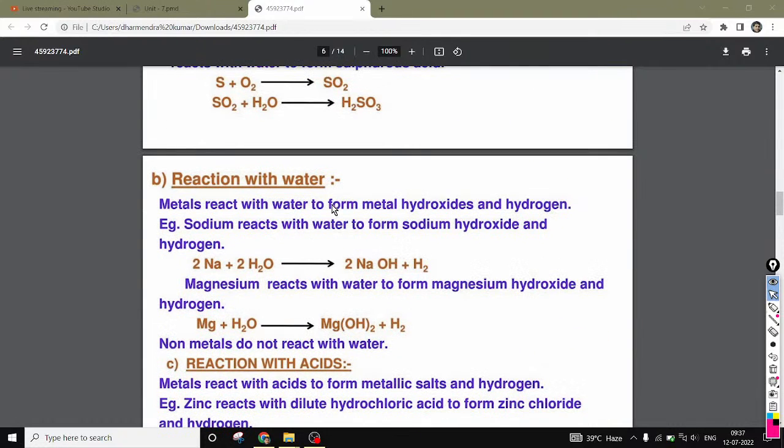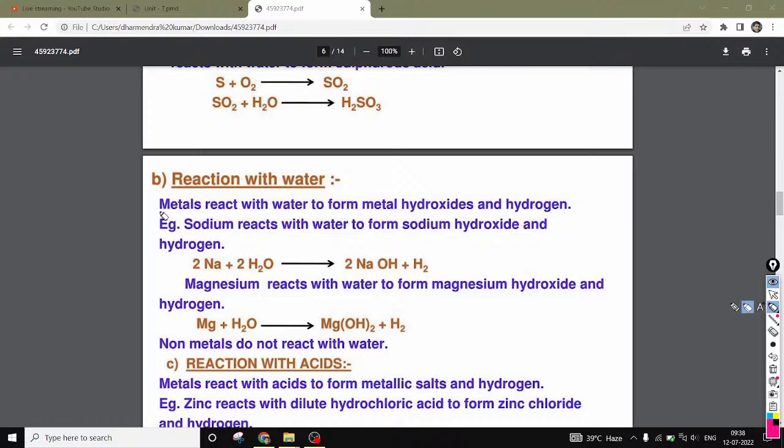Next we have reaction with water. If you have any metal and it reacts with water, or any non-metal that reacts with water, what kind of situations arise, we will see here. First, reaction with water: metals react with water to form metal hydroxide.